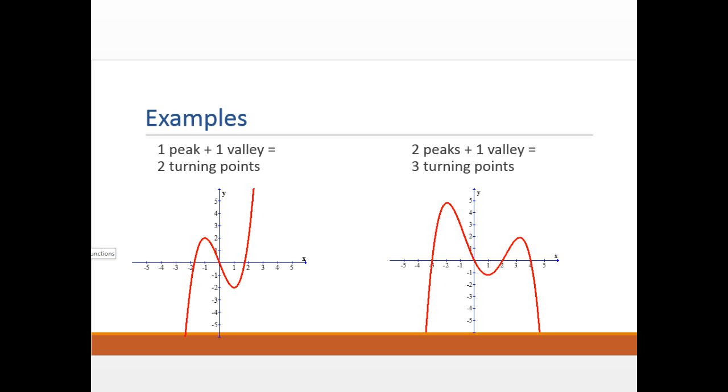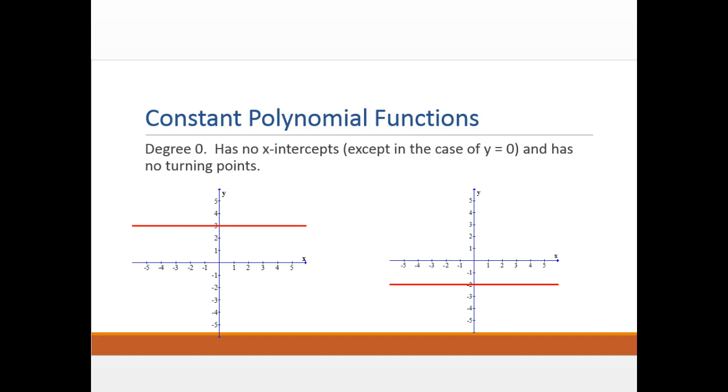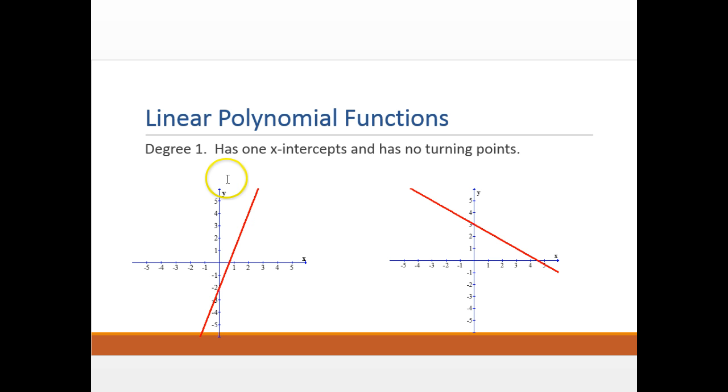Let's go back and review some of the prior functions we've already studied. A constant polynomial function. This is just y equals, in this case, 3, and in this case, y equals negative 2. Notice on each constant function there are no x-intercepts, except in the case where y equals 0, then every point is an x-intercept. And constant functions also have no turning points.